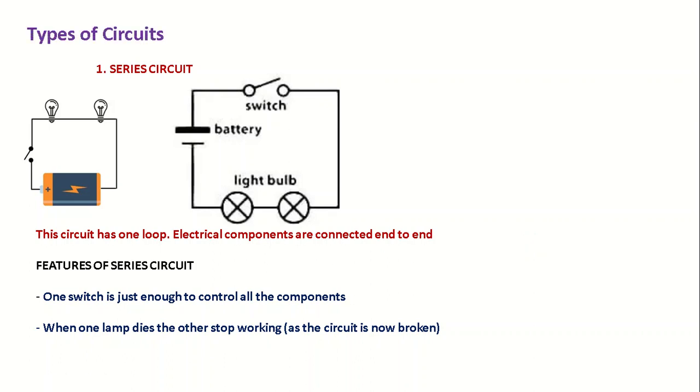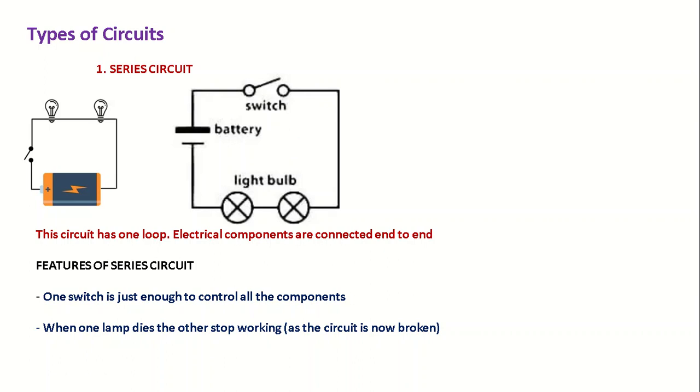Types of circuits. 1. A series circuit. A circuit with only one loop is a series circuit. The components, like the lamps here, are connected end to end. Even the switch is connected end to end of this lamp using a single loop of wire.